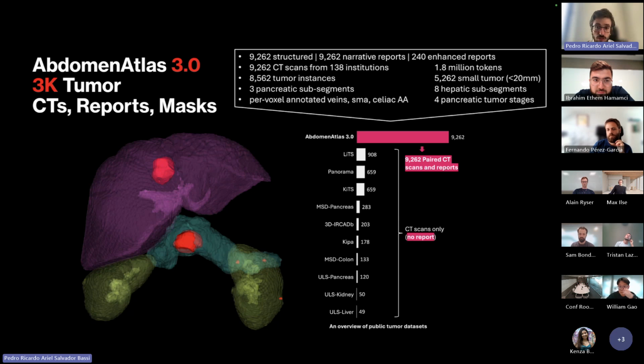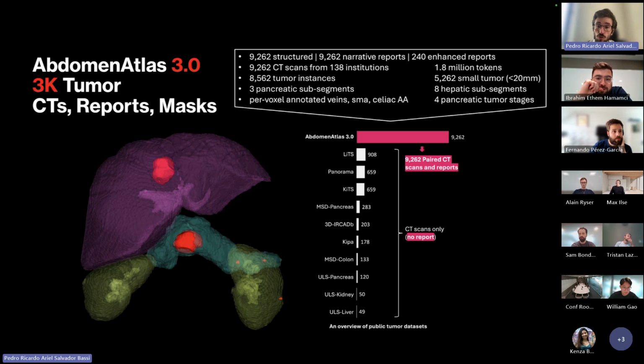Some characteristics of our data set: we have not only one report, but two reports for each CT scan, because we have structured reports and also narrative free-text reports. I will show examples and explain more about these two types later. Our data is completely public, so it was gathered from public sources, from public data sets, and it includes 138 medical institutions across the globe. So that's very nice for generalization. We have a very diverse set of data from many continents.